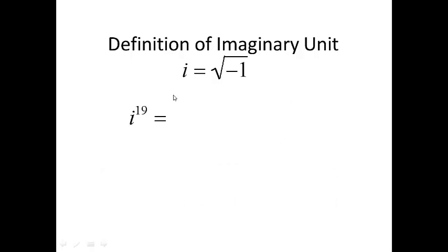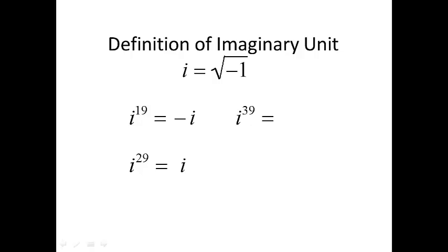See if you know what this is. i to the 19th. 19 divided by 4 goes in there 6 times with 3 left over. 3 left over is negative i. What about i to the 29th? 29 divided by 4 goes into there 7 times with 1 left over. 1 left over is just i.